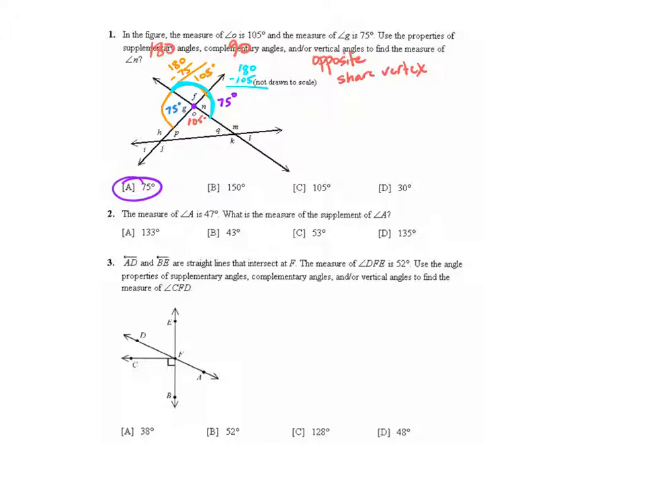You also could have done the same thing comparing angle O and angle N. They too are supplementary angles, so you could have done 180 minus 105 in that way as well.